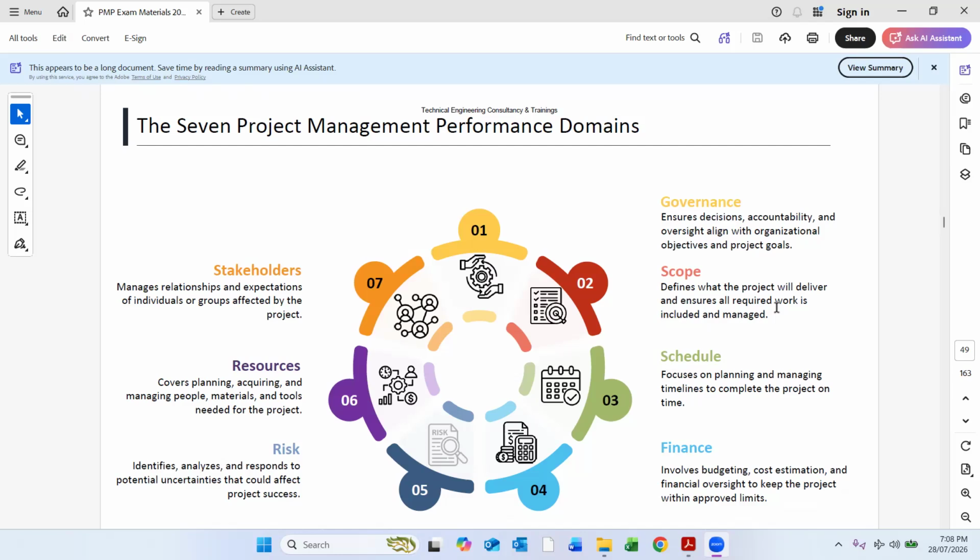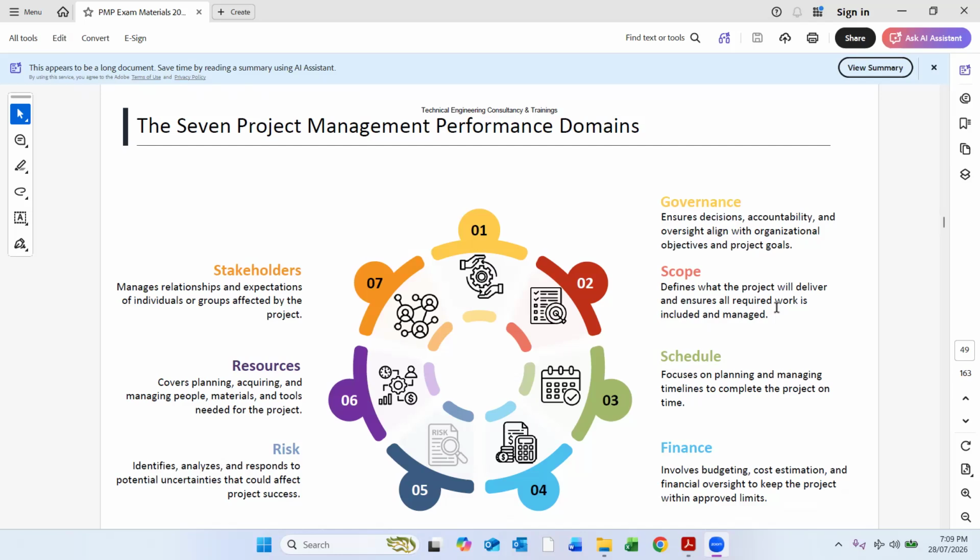In schedule, the planner develops a baseline program, like we develop in planning and managing timelines, to complete the project on time, along with resource loading and cost loading. So there is a timeline schedule, along with resource and cost loading, to measure the progress of the project.